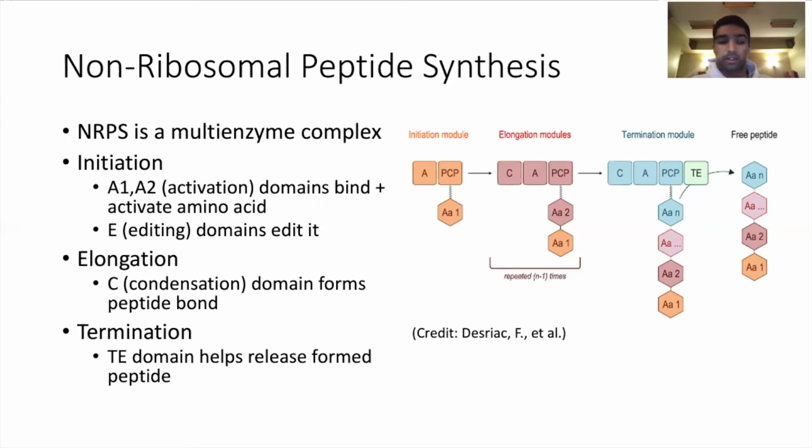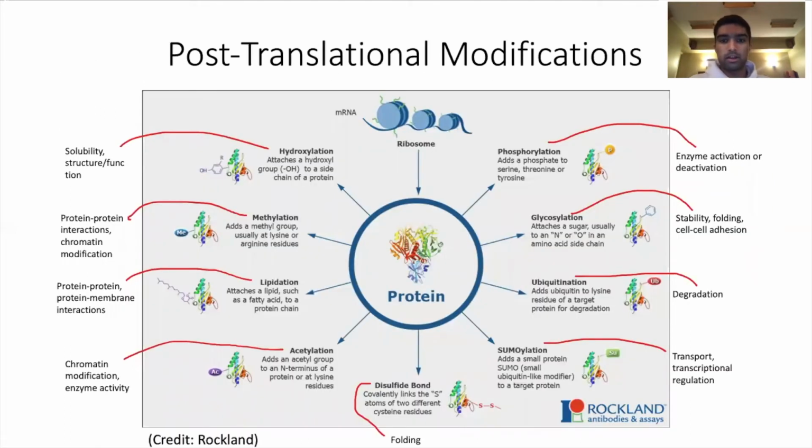The next step is elongation, where the C domain forms a peptide bond between one amino acid and the next. And then finally, with termination, the TE domain and other domains help release the formed peptide. So that's all for non-ribosomal peptides.